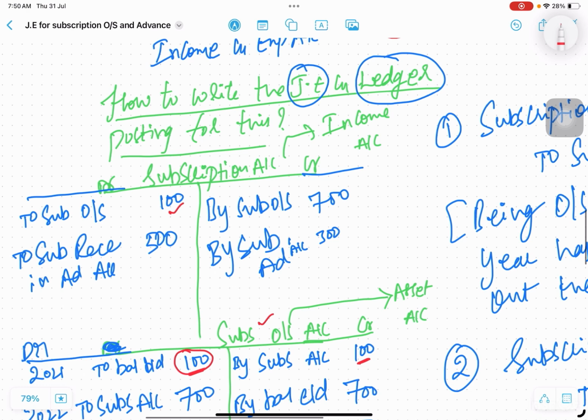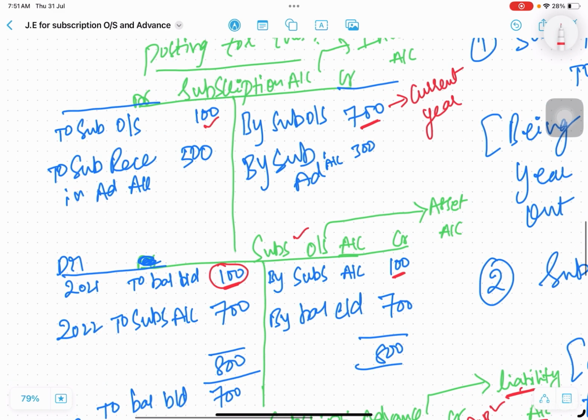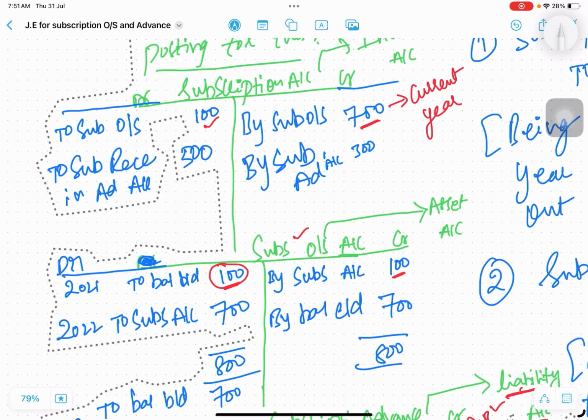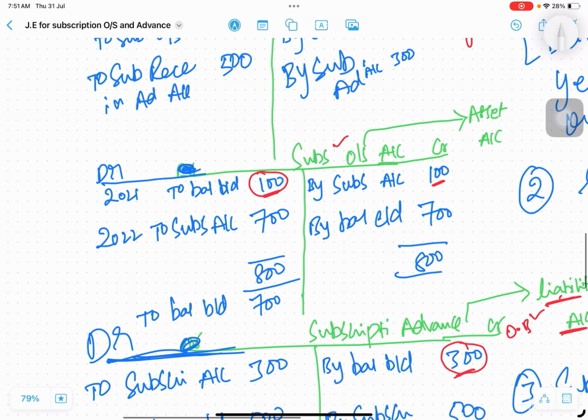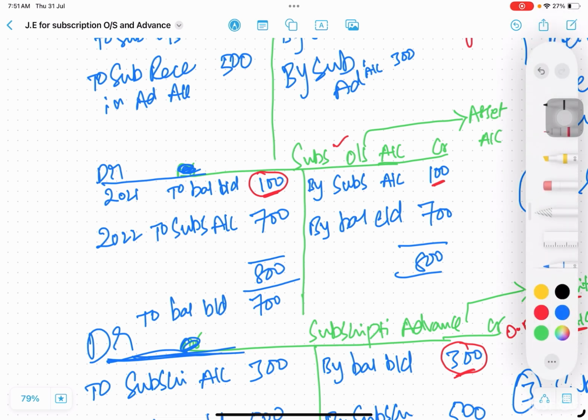So what I have done, current year outstanding I have credited. In the subscription account it is credit, so in the subscription outstanding account what you have to do? You have to debit it.